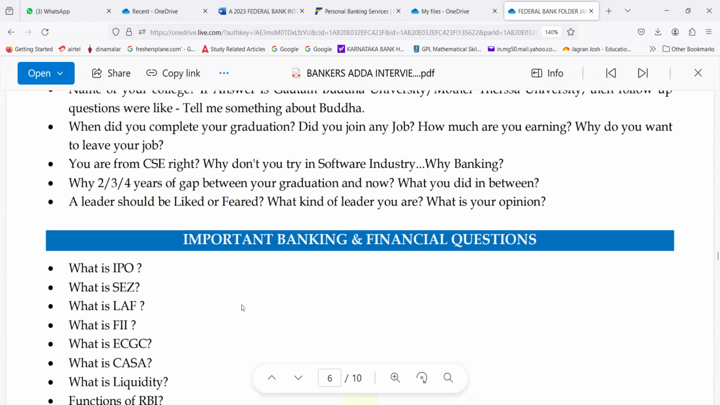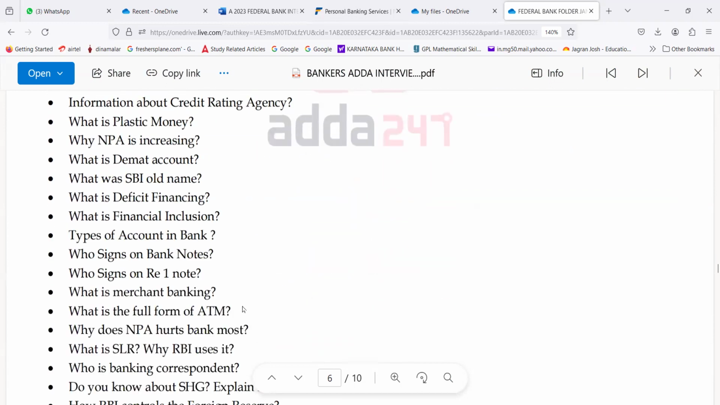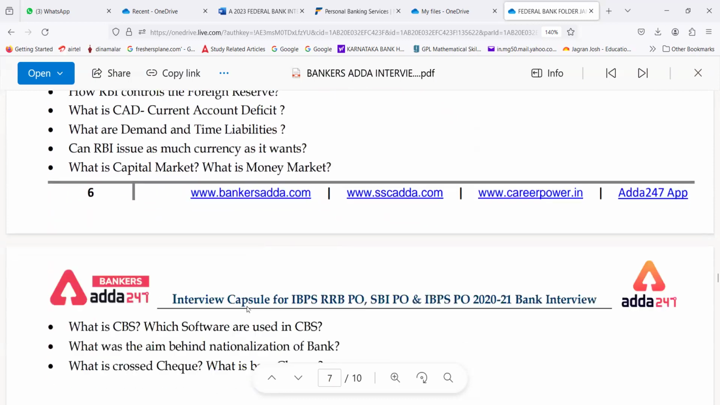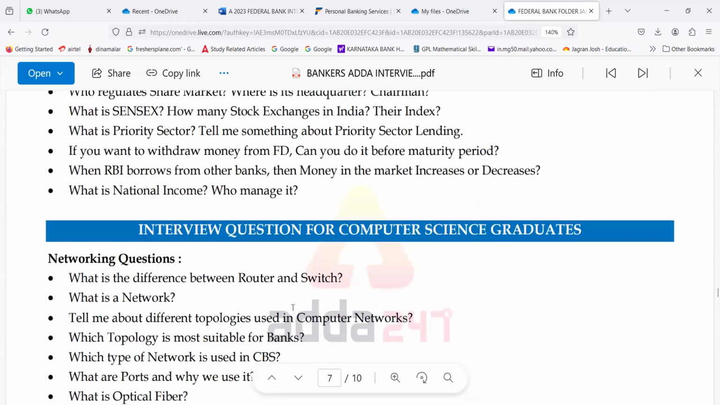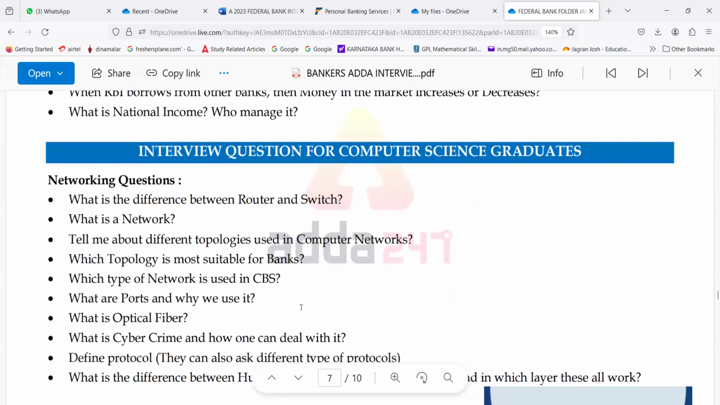Then there are some banking questions which you can omit, because we have the list of questions they ask in Federal Bank in the pages I have already given you. And for computer people, you have questions here. Okay, sir.